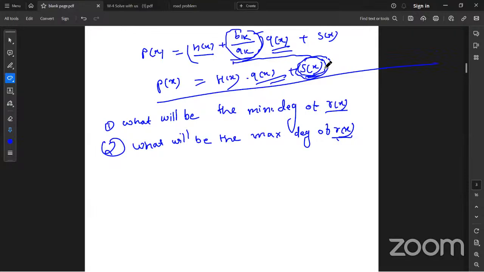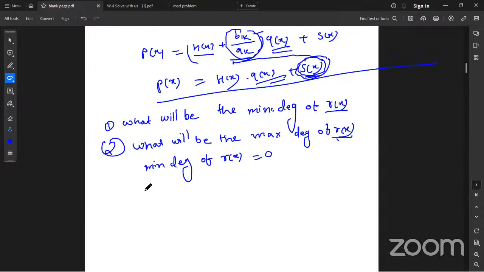So what will be the minimum degree of R(x)? As with any polynomial, the minimum degree is 0. R(x) has degree strictly less than the divisor, but the minimum degree will become 0.